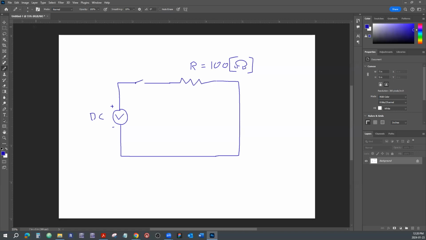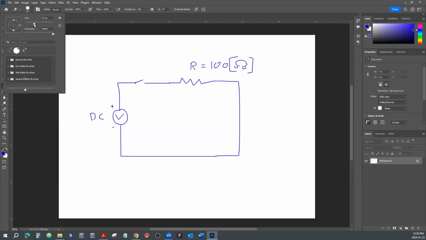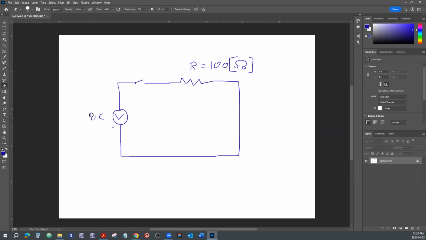Now, let's make this thing an AC, which basically provides that kind of signal, for example a sine wave. Well, let's say you have 60 hertz.